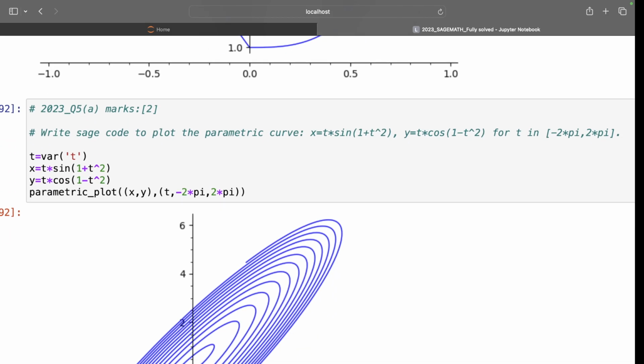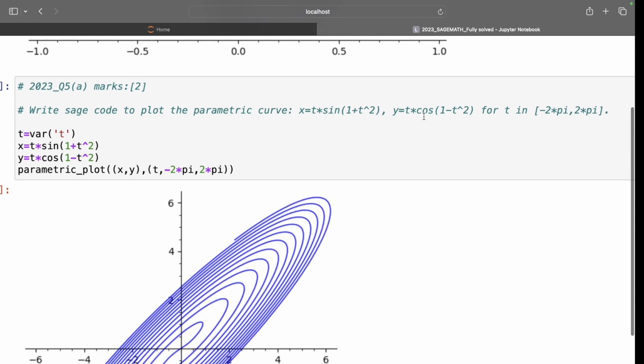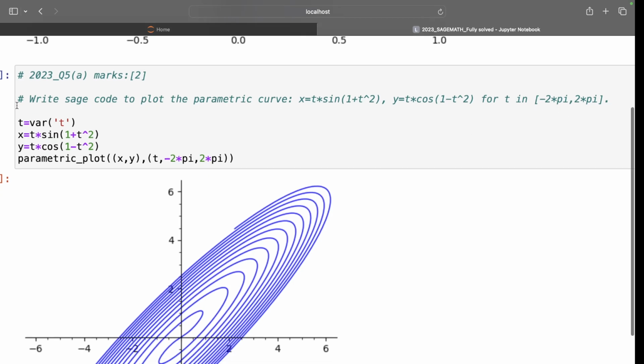Next, question 5a. Write Sage code to plot the parametric curve x equal to t sine(1 plus t square), y equal to t into cos(1 minus t square) for t belonging to -2 pi to 2 pi. Here t is a variable, single variable t, and x equal to t into sine(1 plus t square), y equal to t into cos(1 minus t square).